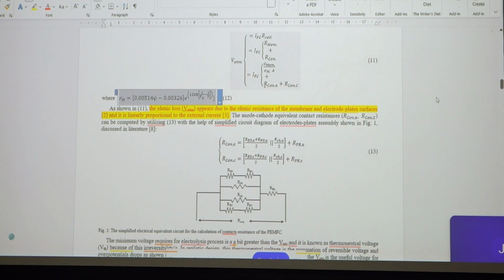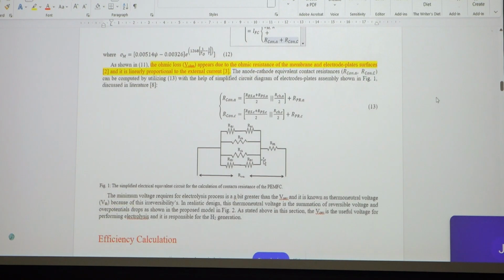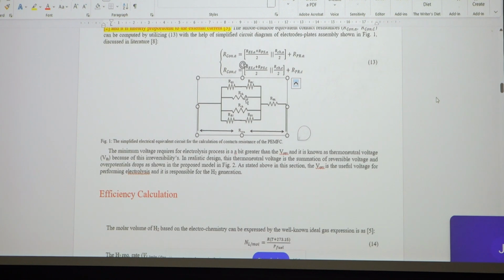And the contact resistance is of two types, one is the anodic contact. Here we can see the contact resistance. It happens for both anode and cathode. This is the equivalent resistance circuit for the contact resistance. It has some other parameters, but we don't need this detail for electrical equivalent modeling.